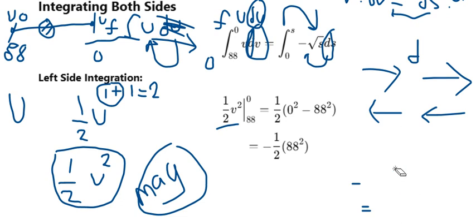One moment. Let me get rid of this to get some space. This is very easy. It's just putting the 0 to the V squared, and then the other one is of course 88, putting 88 squared.